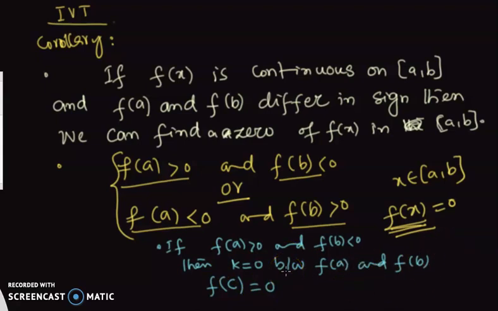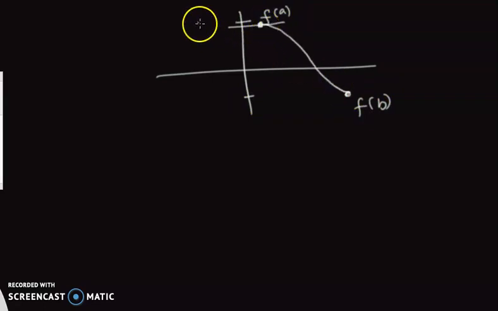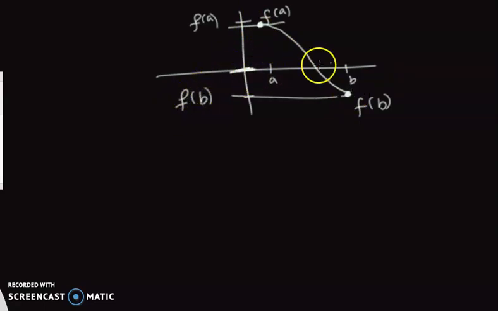If I elaborate this graphically, it says that if you have a function for which f of a is, let's say, positive somewhere here, and f of b is negative, somewhere here. Here I have a and here I have b, this is f of a and this is f of b. So 0 is here, and for this 0 I can find c in this interval. In other words, if f of a is positive and f of b is negative, the graph must intersect the x-axis, and hence you have a 0.